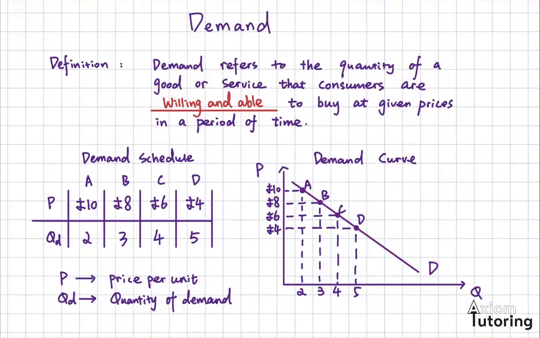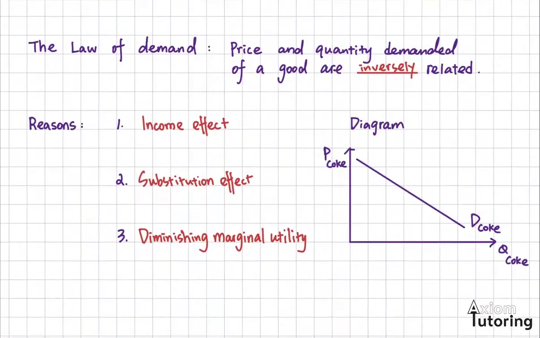Next, the law of demand. When price falls, quantity demanded rises and vice versa. Price and quantity demanded are therefore inversely or negatively related. Why does this happen? There are 3 key reasons. First, income effect. When price falls, real purchasing power increases. Consumers can afford more, so quantity demanded rises.